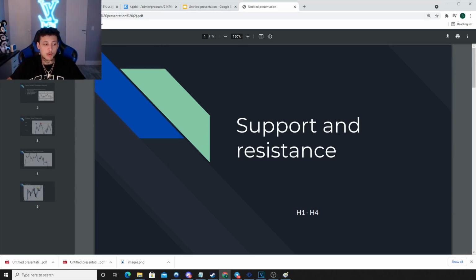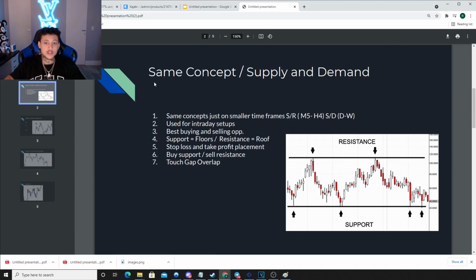So typically when we talk about support and resistance, we're going to be marking our levels off based off of the hourly time frame and the 4-hour time frame. We're going to be using our main levels of support and resistance, and we're also going to be learning how to draw random lines of support and resistance for more minor levels. Like I said, support and resistance is practically the same concept as supply and demand. It just works on smaller time frames. You can mark them off anywhere between the 5-minute to the 4-hour time frame.